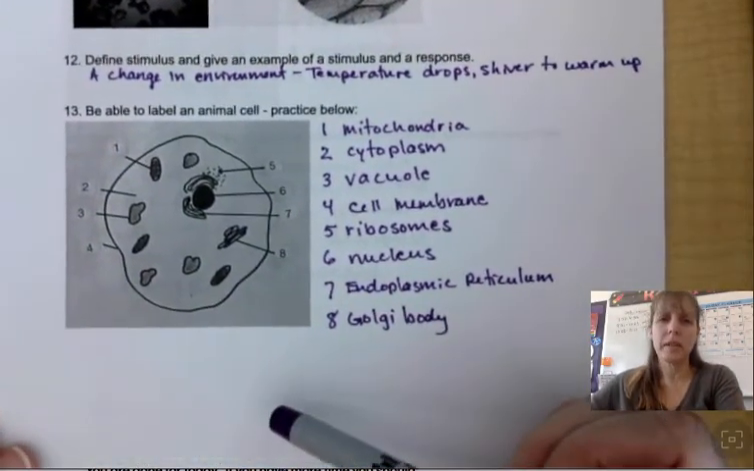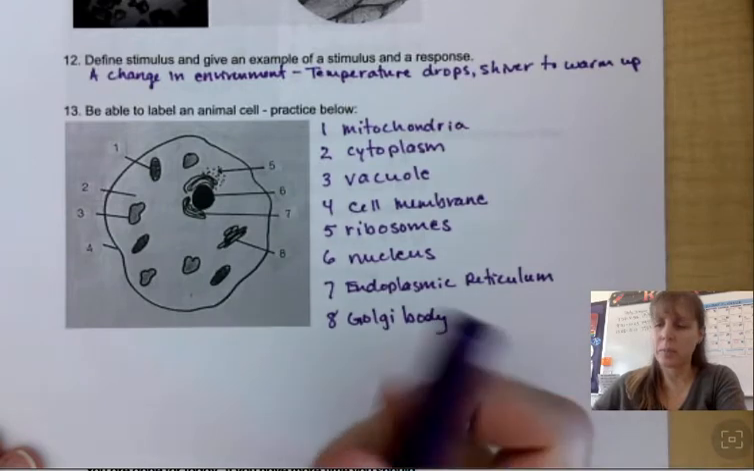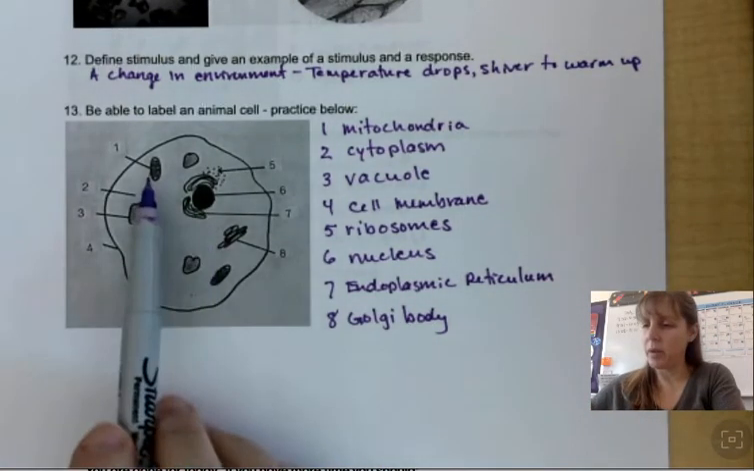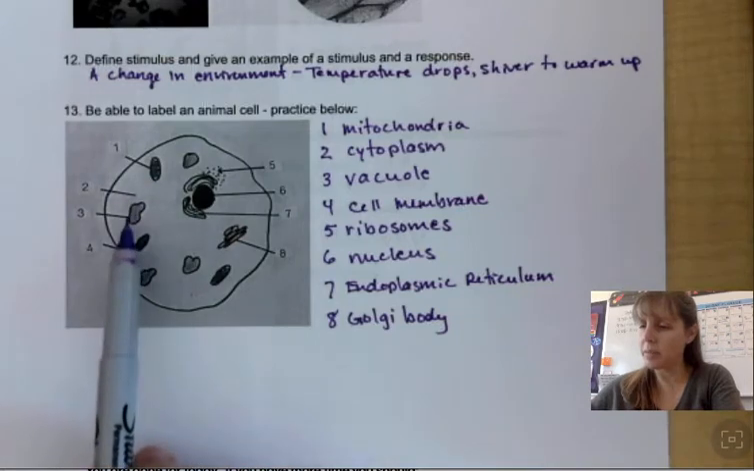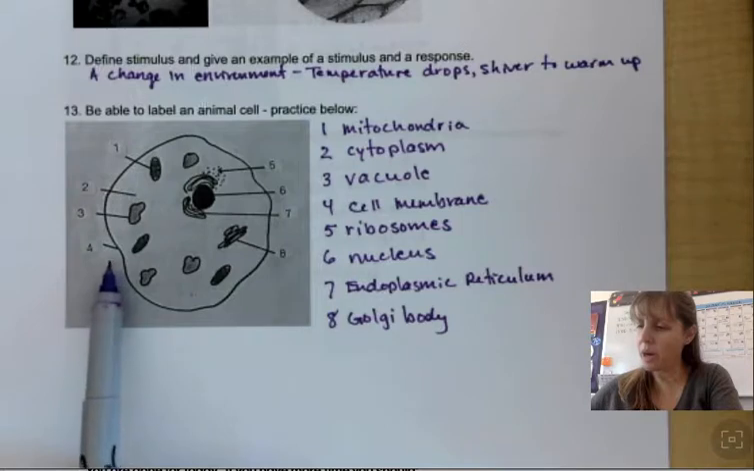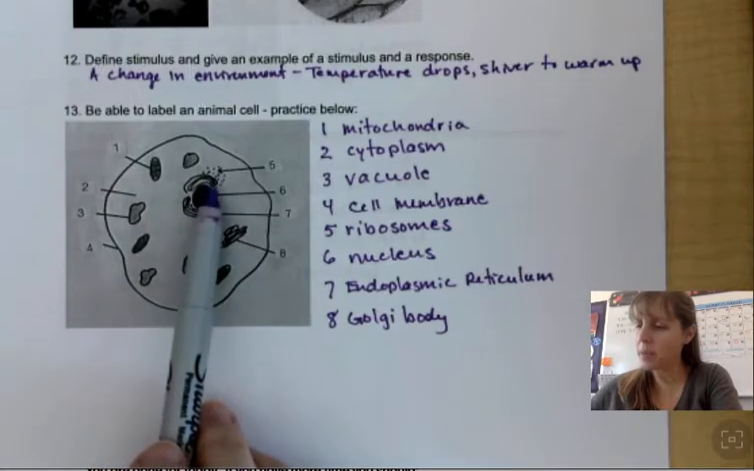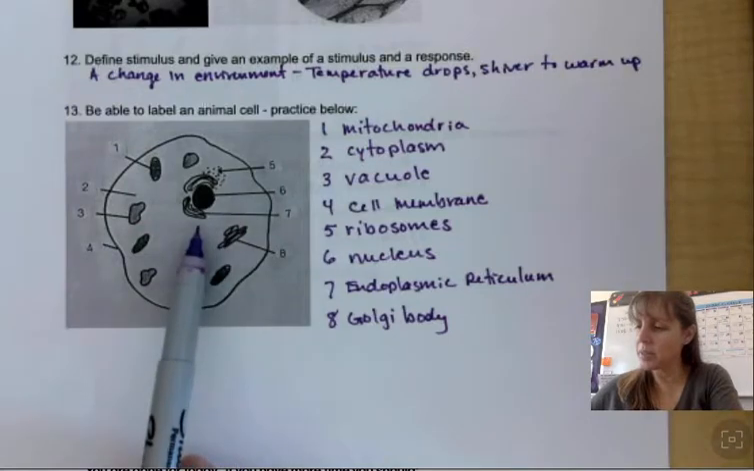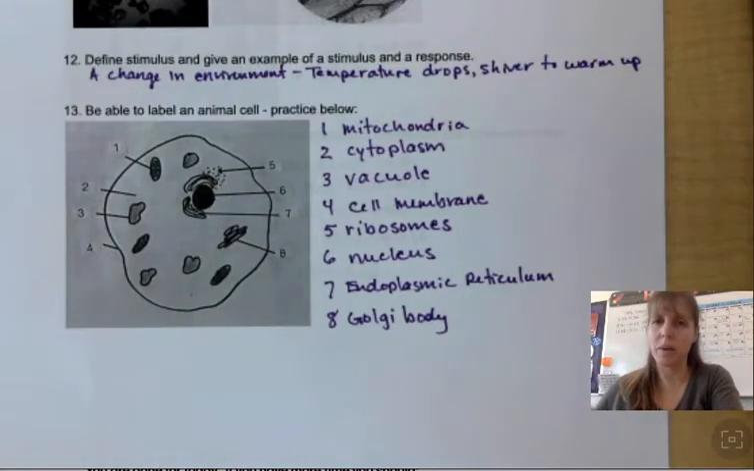You should be able to label an animal cell and practice below. So number 1 is mitochondria. Number 2 is cytoplasm. Number 3 is a vacuole. Number 4 is the cell membrane. Number 5, ribosomes, those little dots there. Number 6 is the nucleus. Number 7 is the endoplasmic reticulum. And number 8 is the Golgi body.